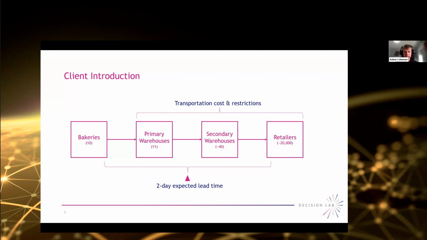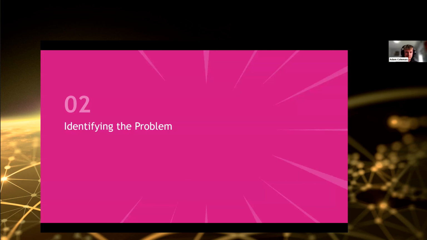Because the production and distribution is nationwide, we had to make sure that we were using the optimal flows to ensure that we weren't wasting goods due to the 2-day shelf life. So this, like I said, caused a lot of issues, and we'll go into what those issues were and how we actually solved them.